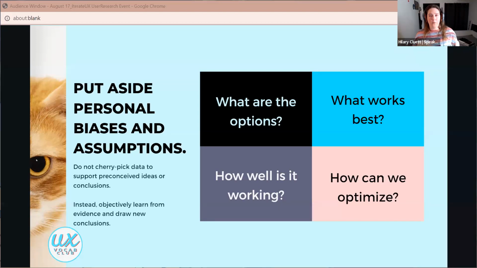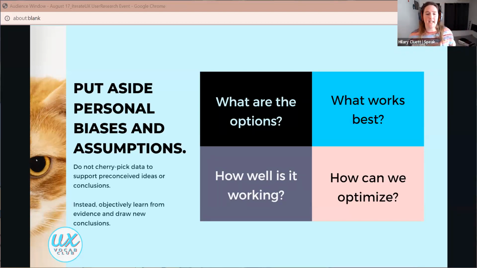So here are 4 really great questions that you can ask, and they come up during different times of the research method, right? It's like discover, explore, I have other notes here, validate, and iterate. So depending on whatever phase that you're in, there's going to be different questions that you ask. So you can always ask, like in discover, what are the options? What works best? How well is this working? And how can we optimize?